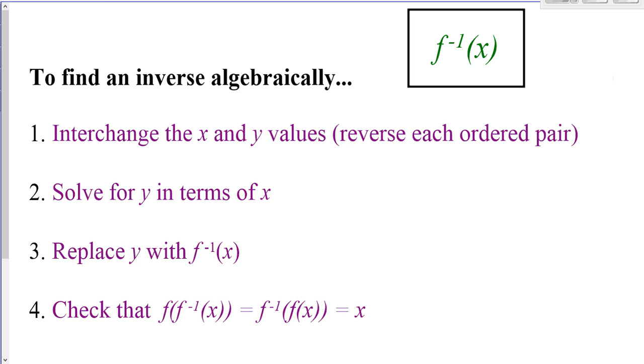So, to find an inverse algebraically, we're going to follow these 4 steps all the time. First, interchange the x and the y values, reverse each ordered pair. If it is just f of x, you're going to replace f of x with y, and then swap x and y. Then solve for y in terms of x, so you isolate y by itself. Then replace y with f inverse of x. Then you can check that f of f inverse of x should be equal to x, and that f inverse of f of x is equal to x, and that's how you can verify that something is an inverse of a function.